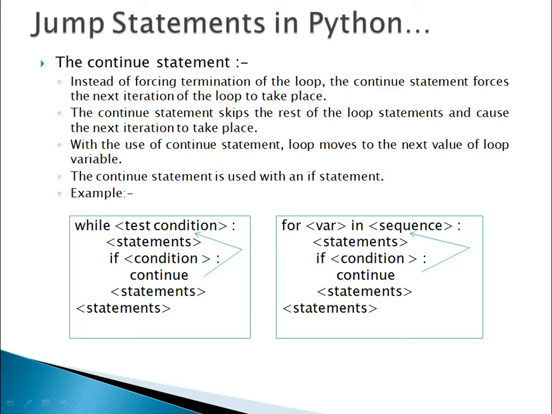But if you write if i mod 3 equal to 0, continue, what will happen? The loop will not terminate, it will continue its execution. So what will be the values? We will print 1, then 2, 3 will not be printed, then 4, then 5, 6 will not be printed, then 7, then 8, 9 will not be printed, and the last value will be 10. So this is the difference between continue and break. The break statement is used to do premature termination of the loop.